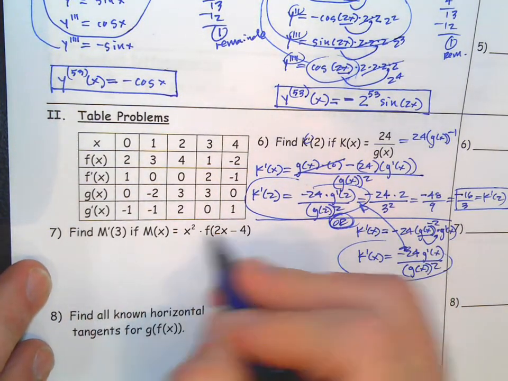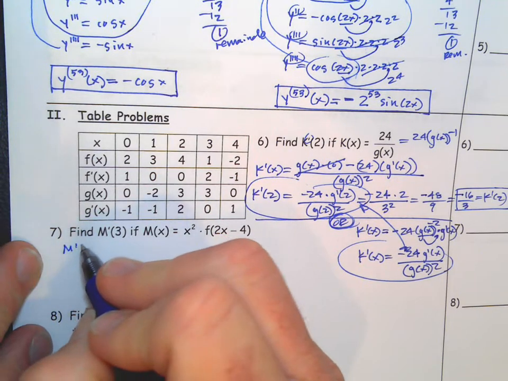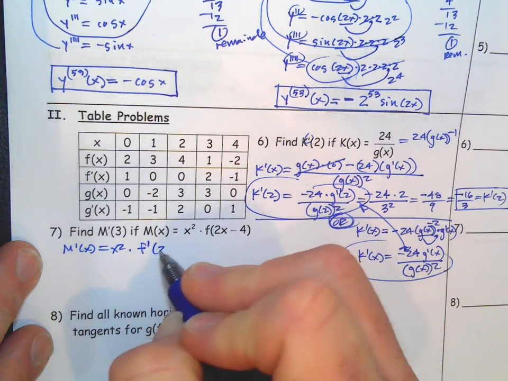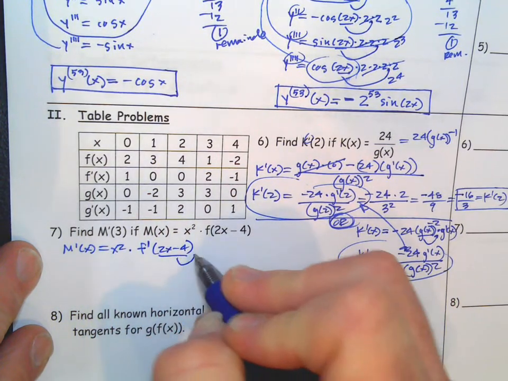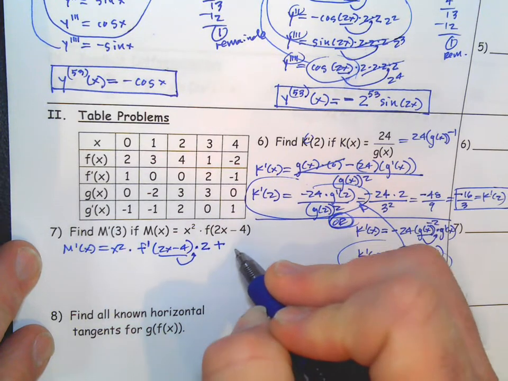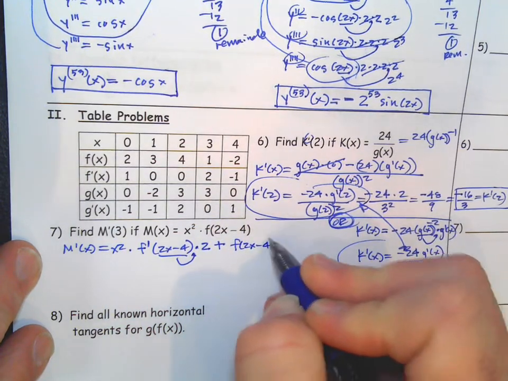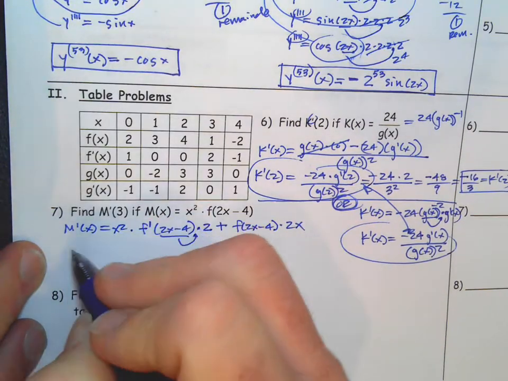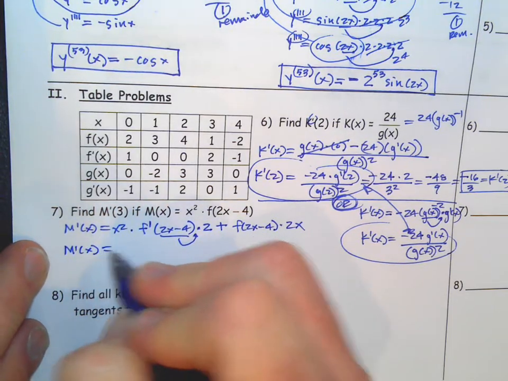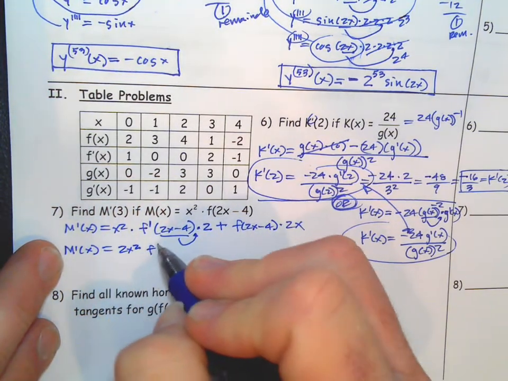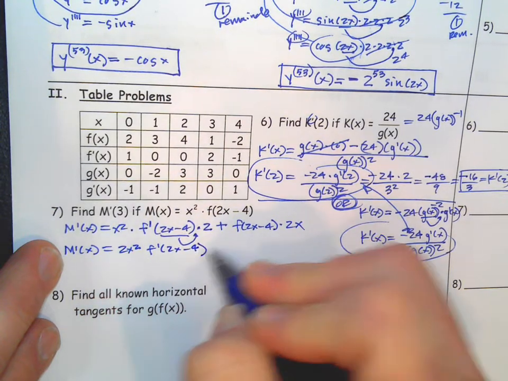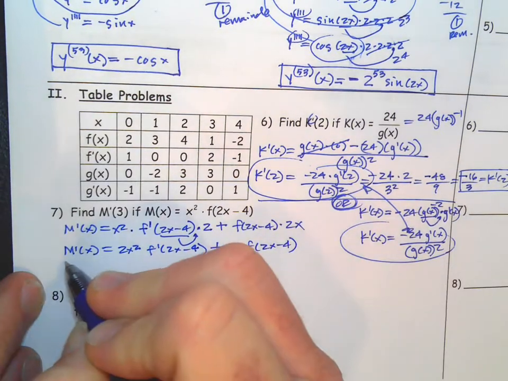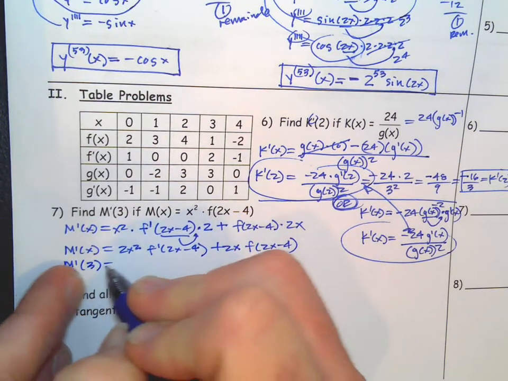Okay, this one, we're going to have to do product rule and chain rule. Let's find m prime x first. So product rule, x squared times the derivative of f, leave the inside the same, and then multiply by the derivative of what's inside, plus f of 2x minus 4 times the derivative of x squared, which is 2x. So that's the derivative. We could write it nicer first if you want. This is 2x squared f prime of 2x minus 4 plus 2x f of 2x minus 4. And then we're going to plug 3 into this.